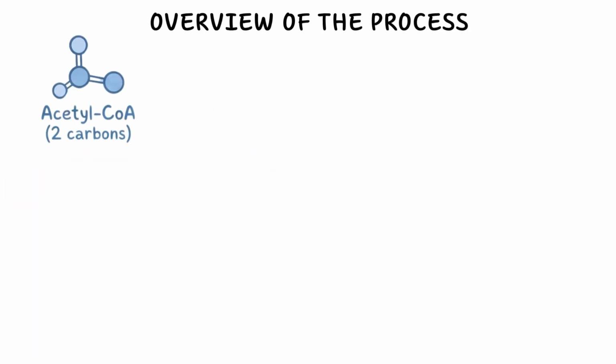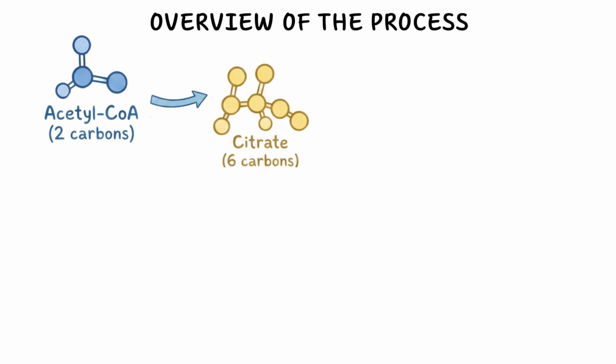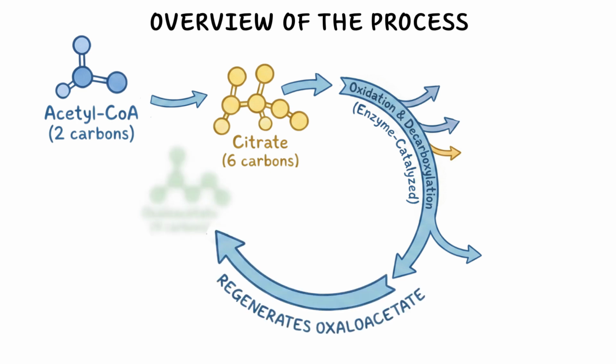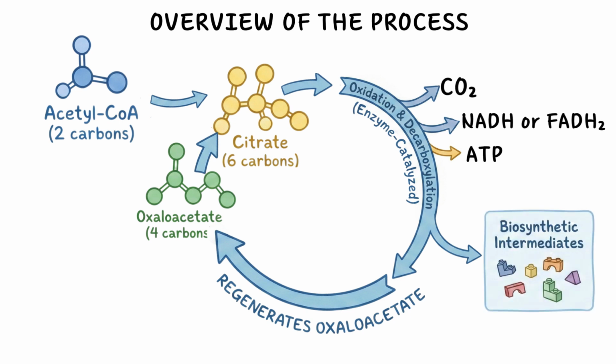The cycle begins when acetyl CoA condenses with oxaloacetate to form citrate. That citrate is then systematically oxidized and decarboxylated through a series of enzyme-catalyzed steps that continuously regenerate oxaloacetate to enable cycling. This cycle supplies both energy and biosynthetic intermediates for other metabolic processes.